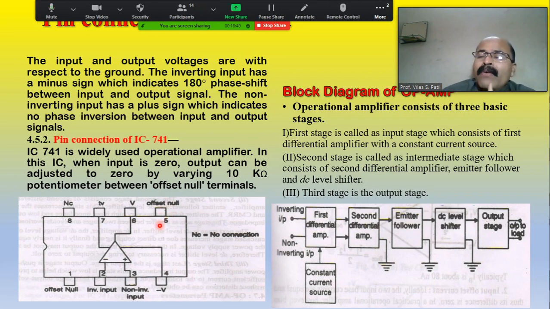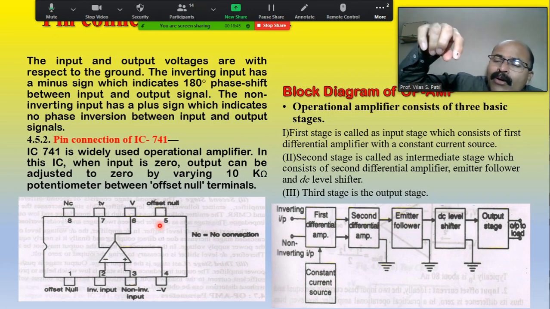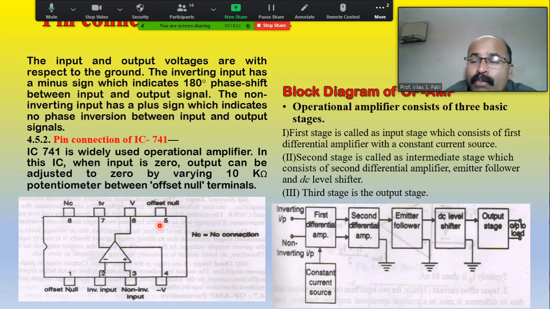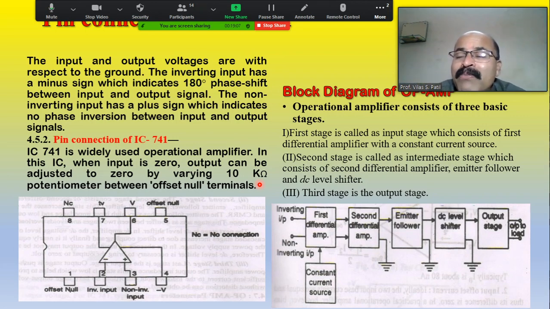And there is one screw pot, and using a screwdriver, we just adjust the screw such that there is a varying potentiometer of 10 kilo ohm, and its value will be slightly increased. Rotate the screw left or right in such a way that the output voltage becomes zero, and that is known as the null adjuster, offset null adjuster. And pin number 1 and pin number 5 are the offset null adjuster.